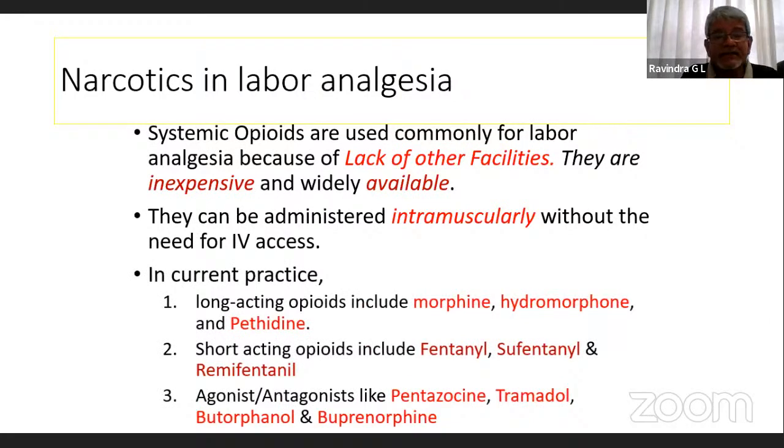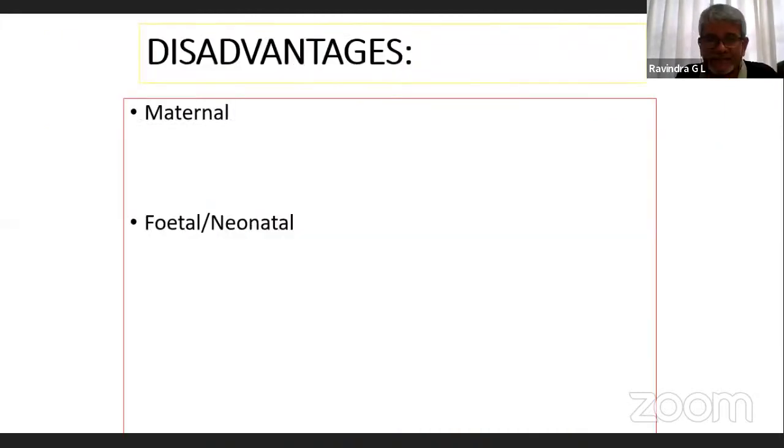In current practice, long-acting opioids include morphine, hydromorphone, and pethidine. Short-acting opioids include fentanyl, sufentanil, and remifentanil. Agonist-antagonists like pentazocine, tramadol, butorphanol, buprenorphine, all of them have been used, but with little effect, and are being used because of lack of higher, good facilities.